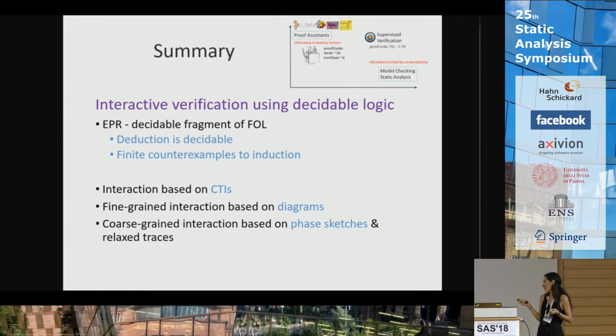I mentioned 3 forms of interaction. One is just deductive verification, where you can use counterexample to induction to guide the construction of the invariant. We looked at a more fine-grained interaction where in each iteration, the user using a graphical interface can come up with the new conjectures. And the last form of interaction was more toward automatic invariant inference, and there we saw how we can take an automatic invariant inference tool and provide some guidance by providing a structure of the invariant or the proof.